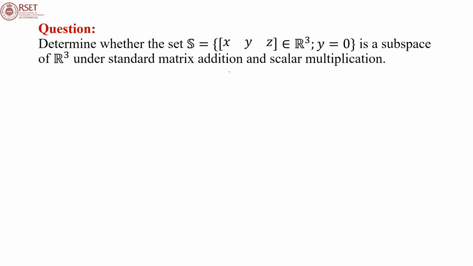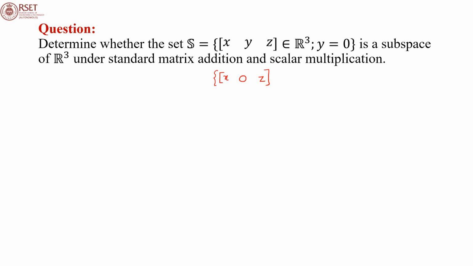Why? Because the elements of S are actually of the form x, 0, z. The second element must always be 0. Okay, so it is actually a subset of R3 under a restriction that the second element must always be 0. So if I am considering such a set, the question is whether that set is a subspace of R3. So we have to check.